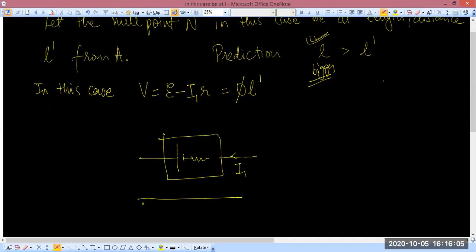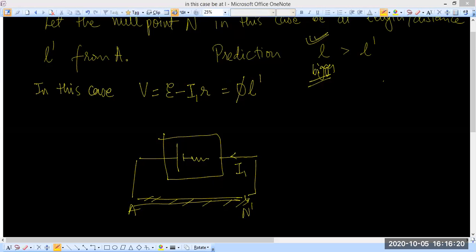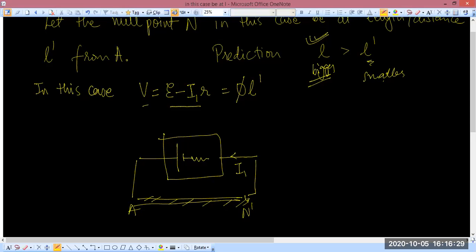Is this clear? Because the terminal voltage will come now, not the EMF. I hope you get why. And I'm sure all of you know that terminal voltage is always smaller than the EMF. That's why L dash is also smaller than L. I hope you got it now completely, those who did not understand that earlier. Does it click, or is it going over your head?